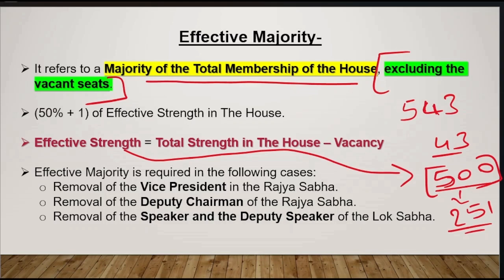Now, in which cases is this effective majority used? This effective majority is used in the removal of the vice president, removal of the deputy chairman, or removal of the speaker and deputy speaker. So, in these cases, the effective majority is used. So, we have understood three types of majorities: simple majority, absolute majority, and effective majority.